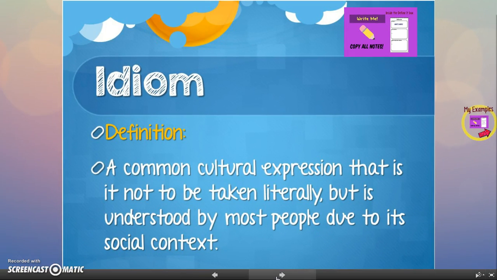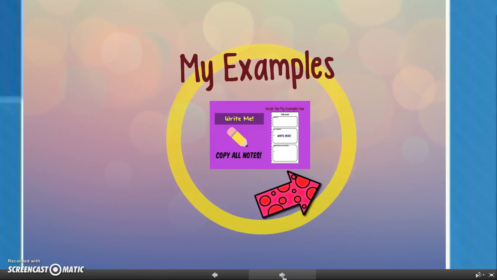An idiom is a common cultural expression that is not to be taken literally, but is understood by most people due to its social context. Do not copy the word it, because it's a common cultural expression that is not. Don't copy that. Cross it out. But is understood by most people due to its social context. Okay, so that's what idioms are.